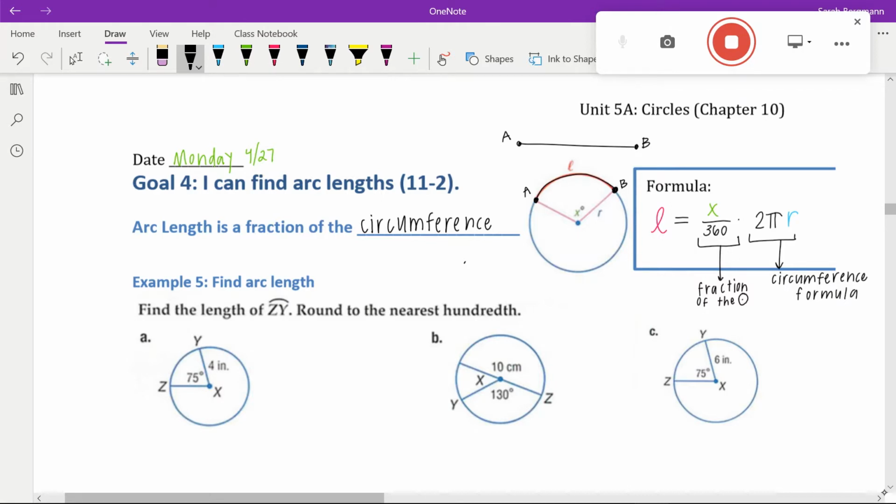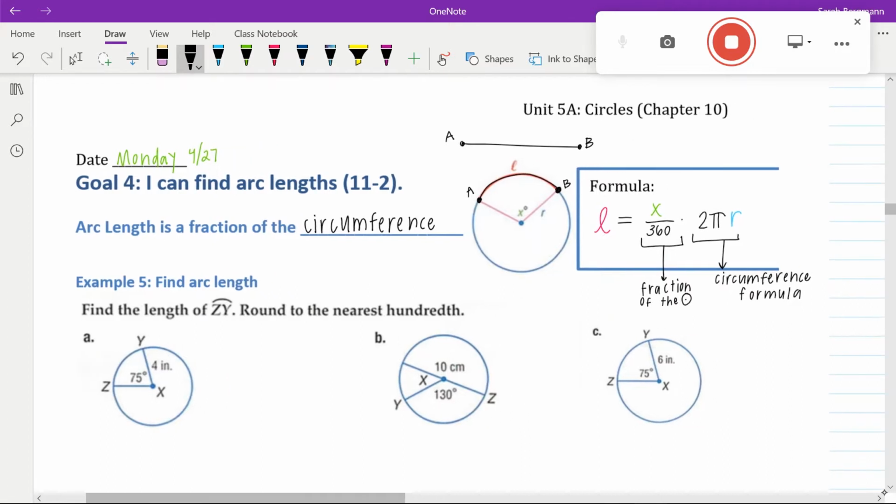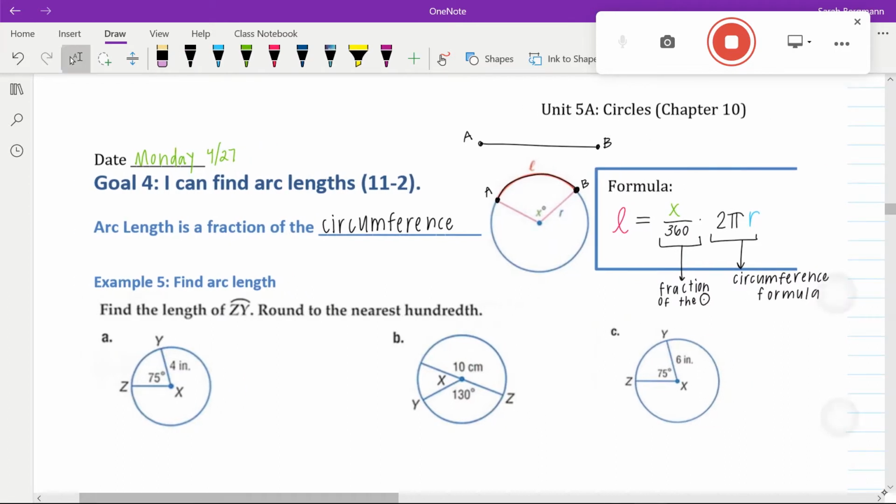Since it's a fraction of the circumference, the formula is very similar to the formula for the area of a sector. We have the fraction, which we get by taking the central angle over the whole circle's angle, which is 360, and then we multiply by the circumference formula. For the circumference formula, depending on what you're given, if you're given radius, you'll want to use 2 pi r. If you're given diameter, you'll want to use pi d.